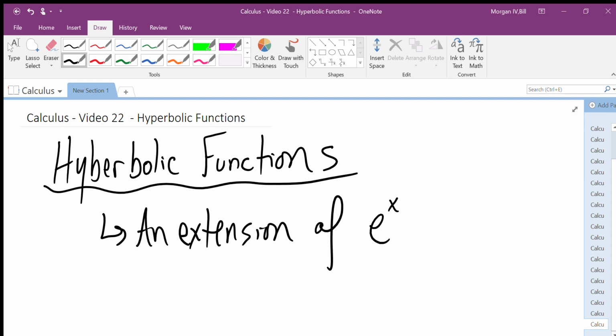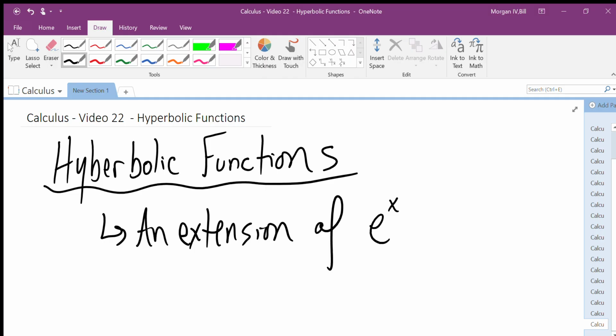Calculus, video 22, hyperbolic functions. Alright, so today we're talking about hyperbolic functions. We are not going to get into the full details of hyperbolic functions. That will come more in Calc 2. But just as an introduction, think of hyperbolic functions as an extension of e to the x.